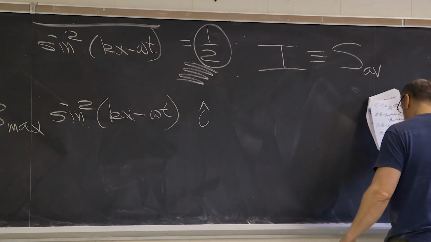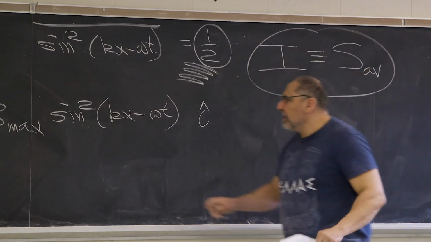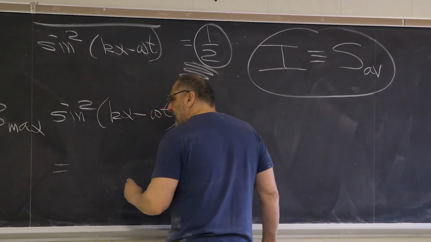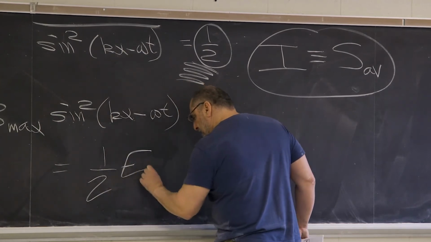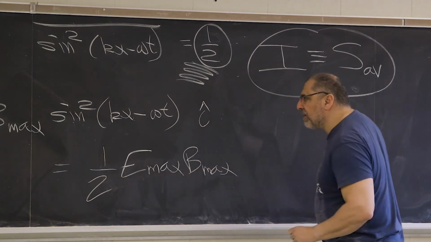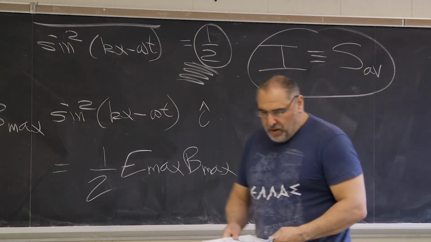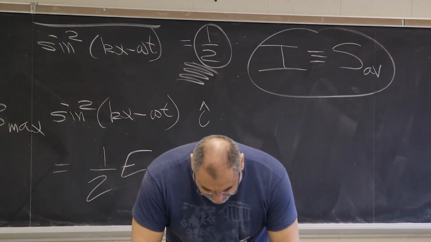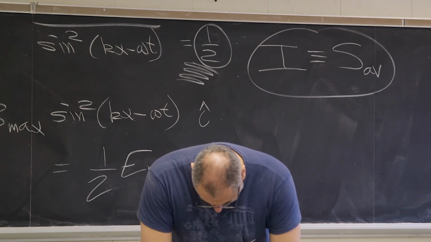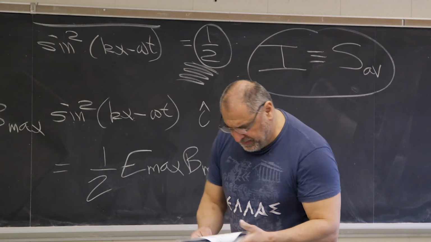So, what does this mean? Well, we said this is going to get us here. If this is the Poynting vector in terms of magnitude, it's going to be 1/2 E max, B max. It's in the y direction, you know, it's in the i direction, we know that. And let's see where we're going to go.